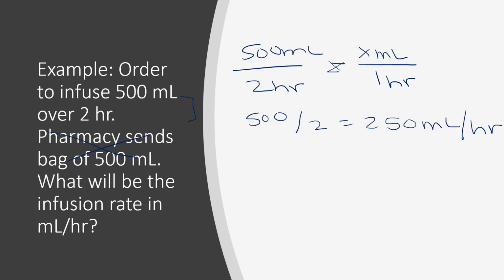Note that the units are not going to cross out when you do this. When you cross multiply, they're not going to be on opposite sides. So they are going to stay. They're going to remain there. Okay, so our rate is going to be 250 milliliters per hour. So it's going to take 2 hours. Of course, it says that in the order. So then I worked it backwards, so it works.